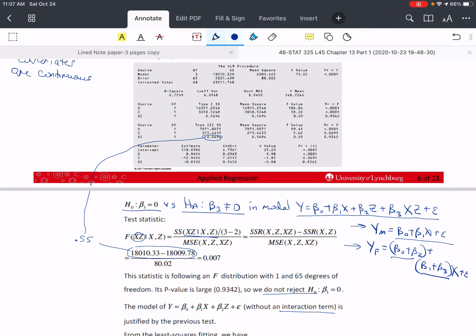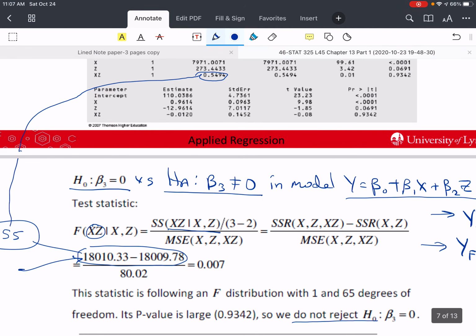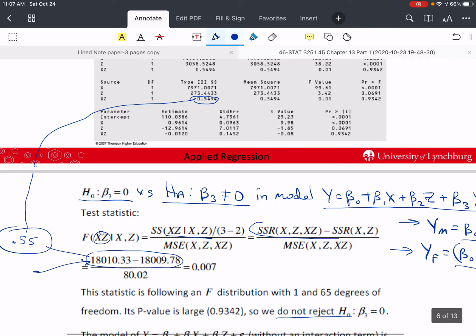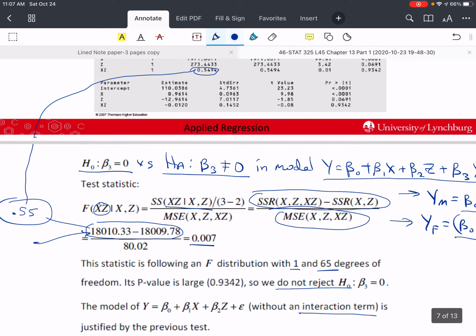Now, the book again does a nice convoluted calculation based on having different ANOVA tables or using the SSR, but it's easy enough to just get the 0.5494 from the table as well. But you could calculate it with SSR of all three minus SSR of just x and z over the MSE of all three, the full model. And we get an F value that's very small, so 0.007. And this has degrees of freedom of 1 and 65.